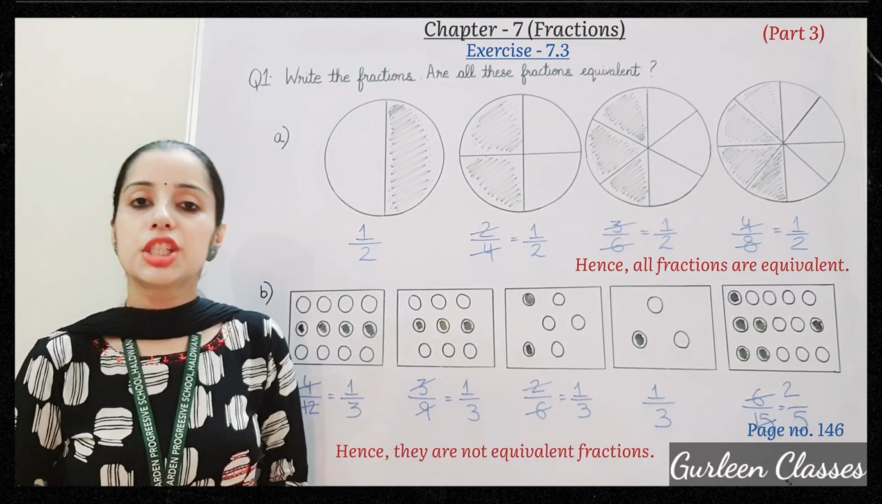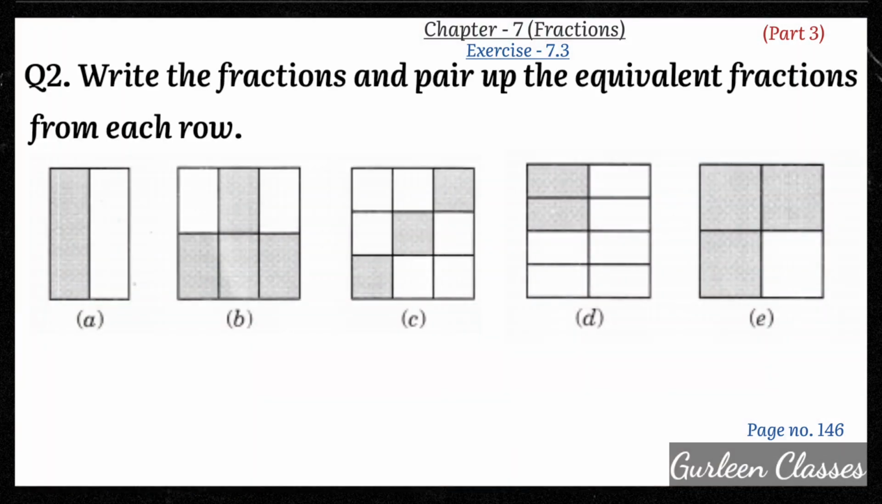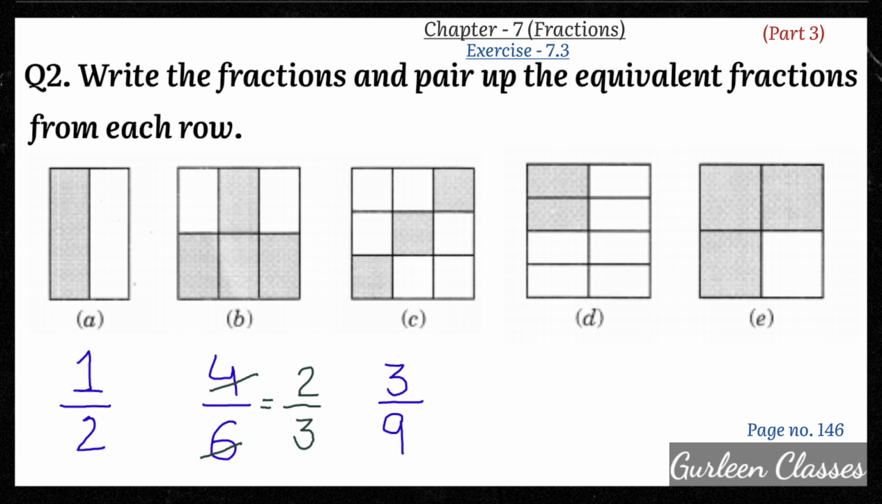So now let us solve question number 2. Question number 2. Write the fractions and pair up the equivalent fractions from each row. A part. So students, here we have 2 parts and 1 part is shaded. So the fraction is 1 upon 2. B part. Total parts are 6 and 4 parts are shaded. The fraction is 4 upon 6. Reduce into lowest term. 2 2s are 4, 2 3s are 6. C part. Total are 9 parts and 3 parts are shaded. Reduce into lowest term. It is 3 1s are 3, 3 3s are 9. 1 upon 3.